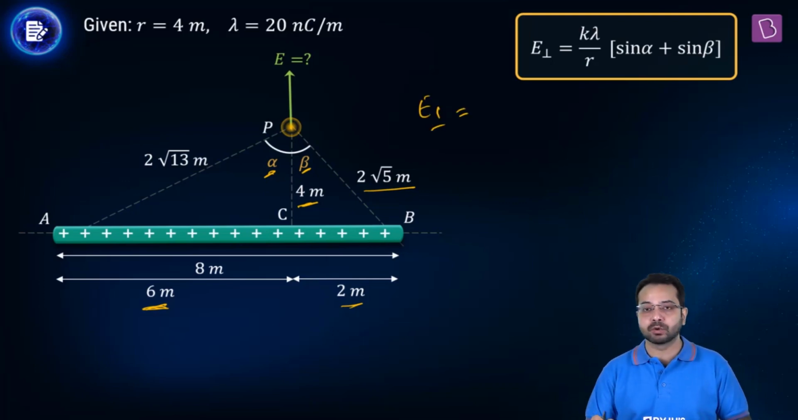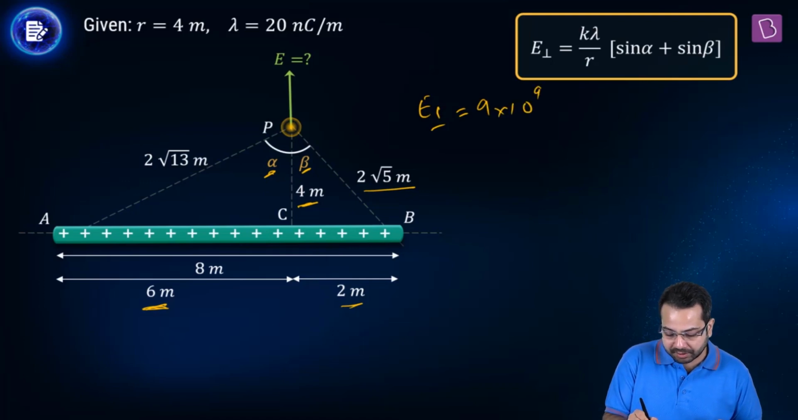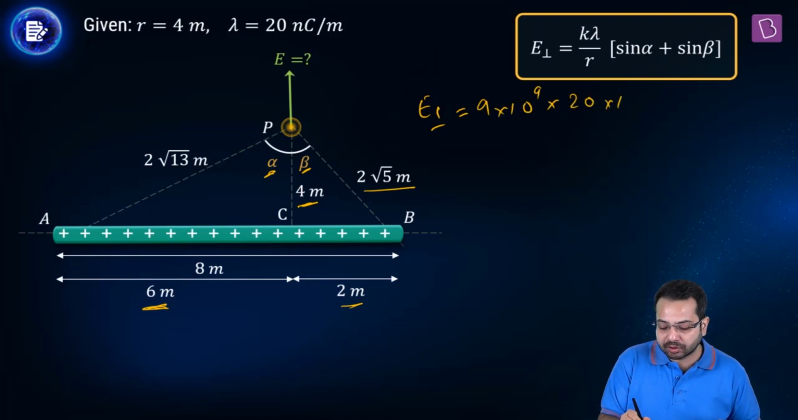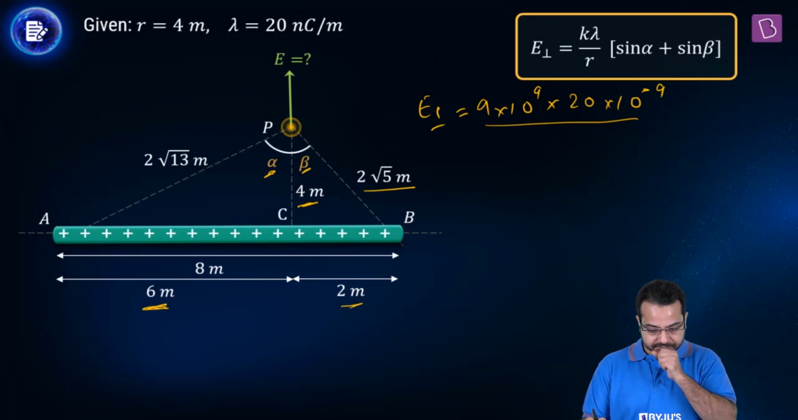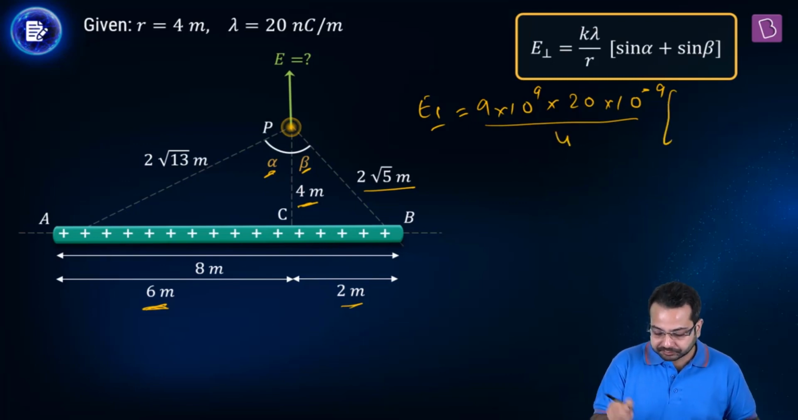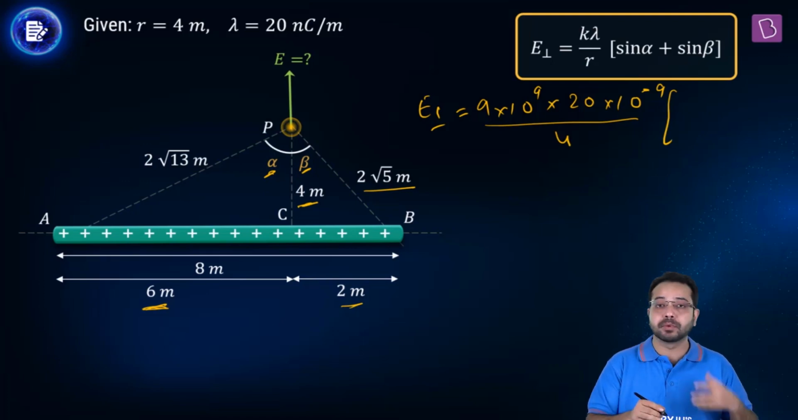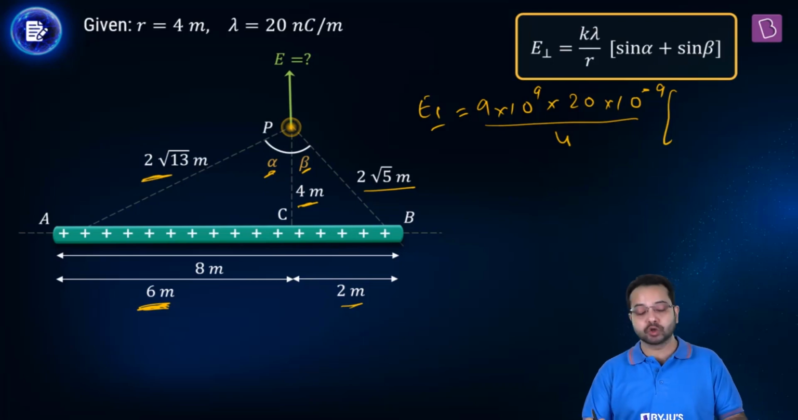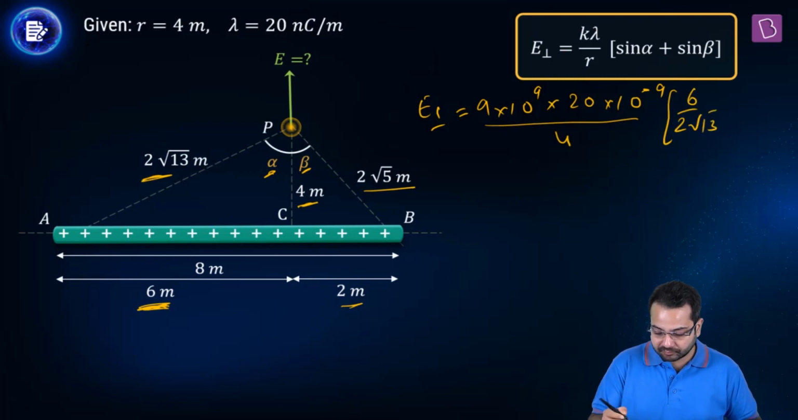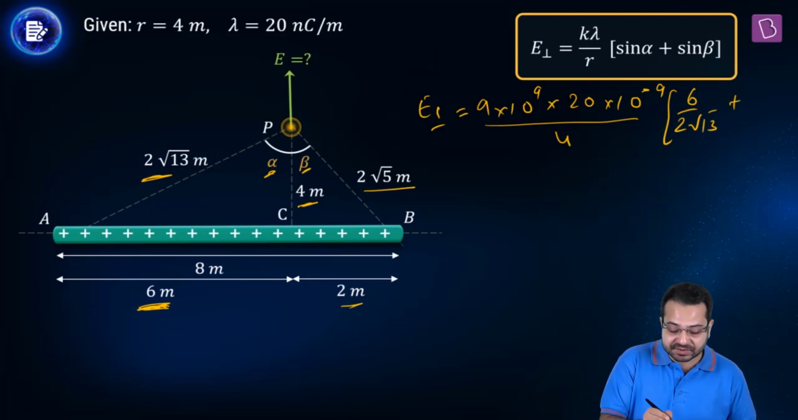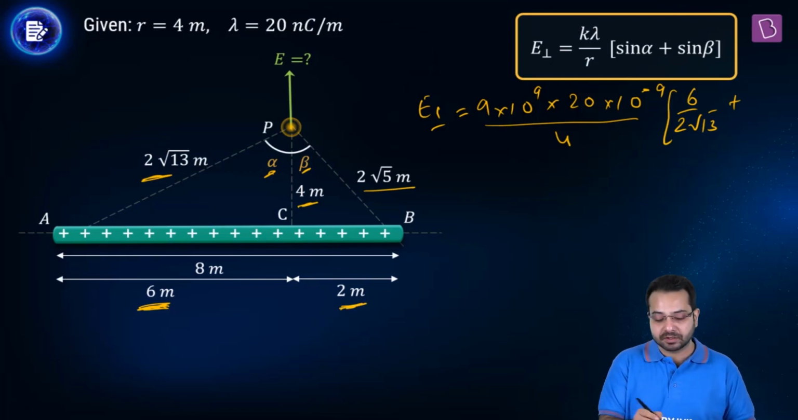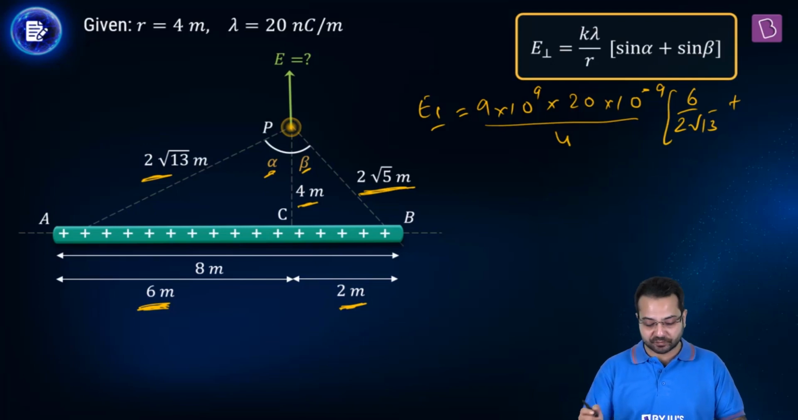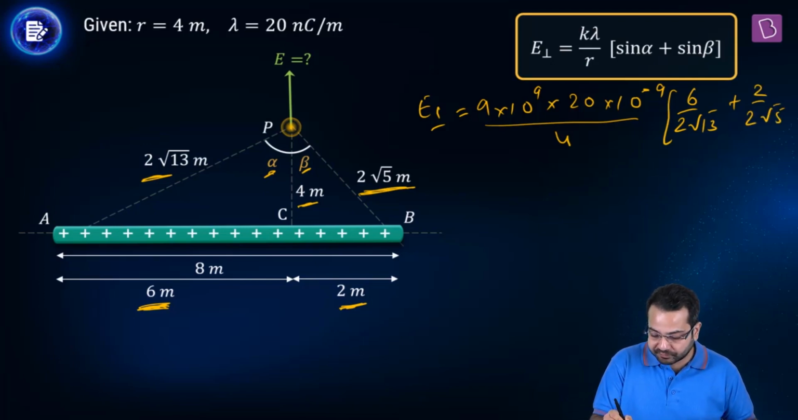So E perpendicular is equal to K, which is 9 into 10 to the power 9, into lambda, which is 20 nanocoulomb, again 20 into 10 to the power minus 9, divided by R. What is R? R is 4. Now sine alpha is perpendicular upon hypotenuse. So what is perpendicular here? 6. And what is hypotenuse here? 2 root 13. So 6 upon 2 root 13. Plus we have sine beta. Now sine beta is going to become perpendicular, which is 2 meter, divided by hypotenuse, which is 2 root 5. So 2 upon 2 root 5.